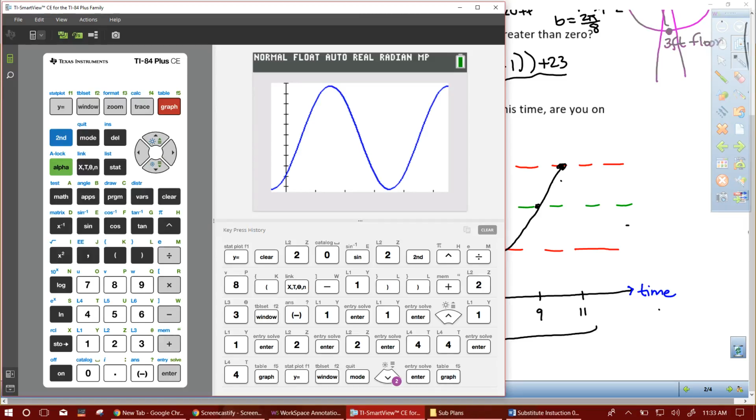So don't freak out if it looks wrong. Check your degree, make sure you're not in degree mode. Luckily, my calculator displays it right here at the top. But if your calculator is not displaying it, just press your mode and check on it. So that's what I should see right there. That's the graph I drew.